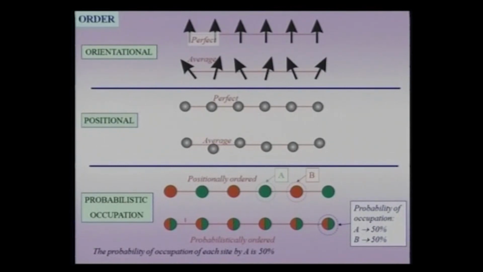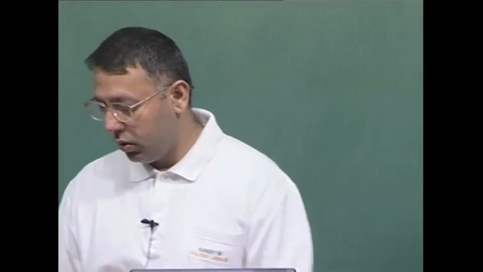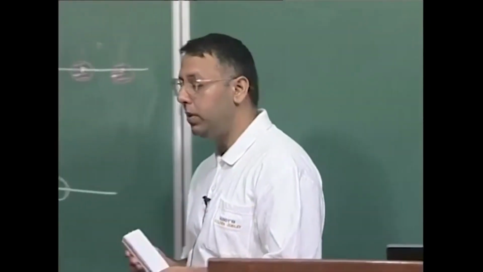Soumya had a question. In probabilistic occupation, is it required that the composition is 50%, or can it be any composition in general? The question Soumya has is whether I need to have 50% composition or it can be any composition, and let me add, whether there can be more elements than what I am describing here. Obviously, the composition can be anything.